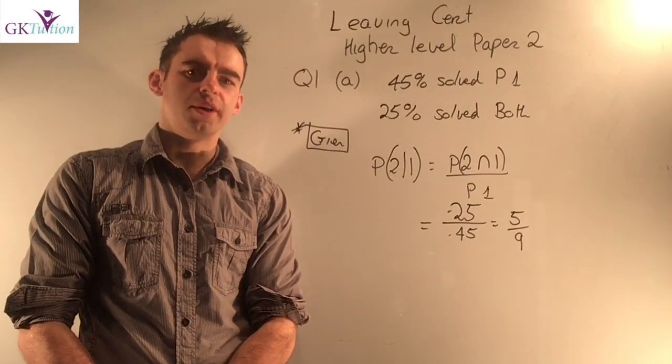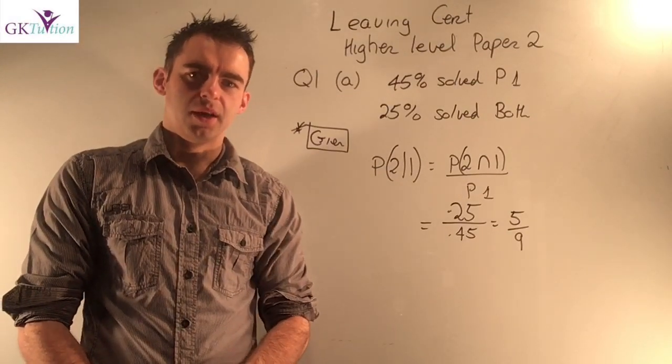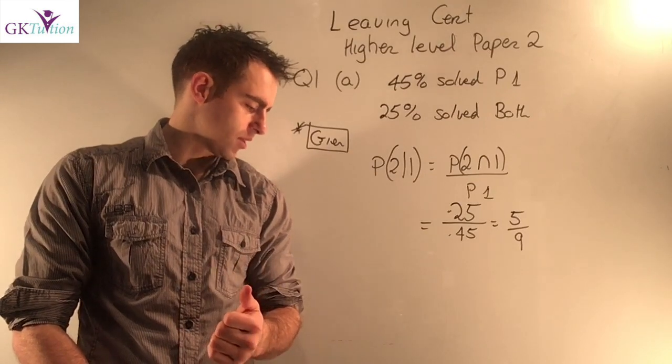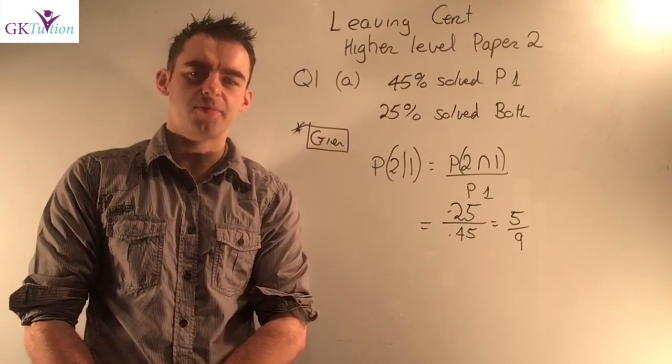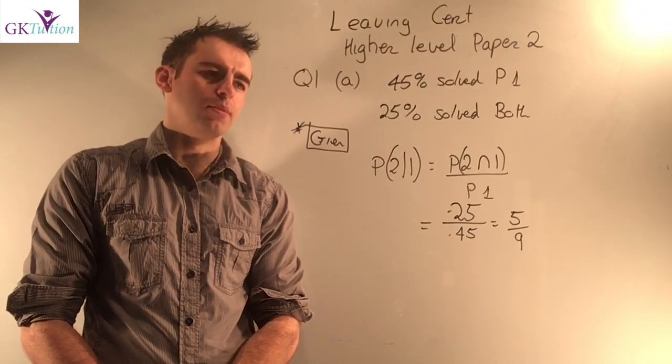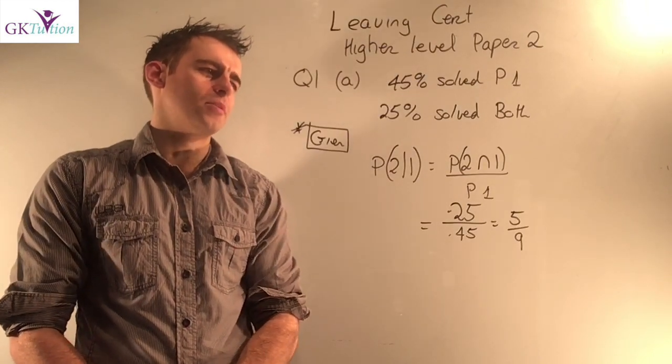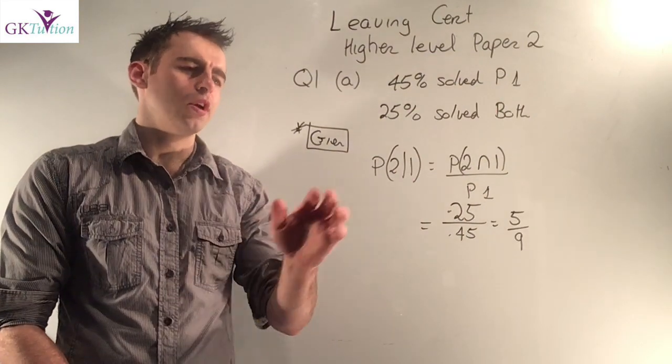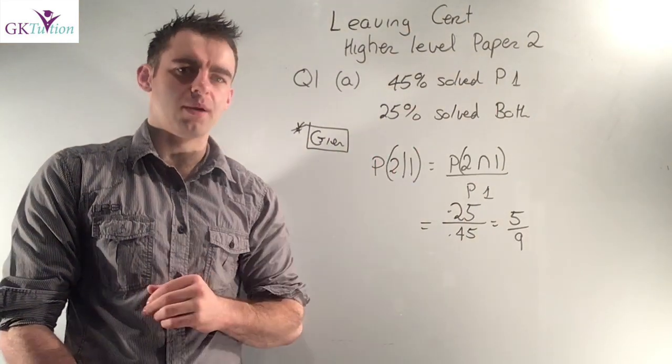Okay, in question 1 here, we're dealing with probability. The first part of the question had 10 marks, the second part had 5 marks, and the third part had 10 marks. In the first question, we're told that there's 2 problems, and that 45% of people solved problem number 1, 25% of people solved both problems.